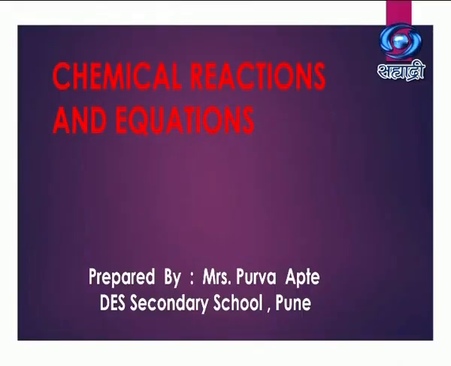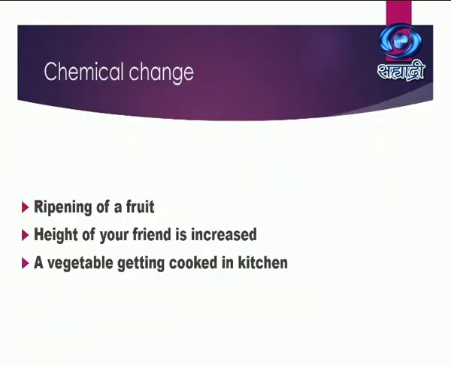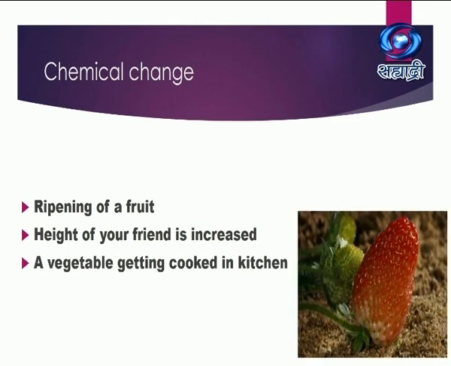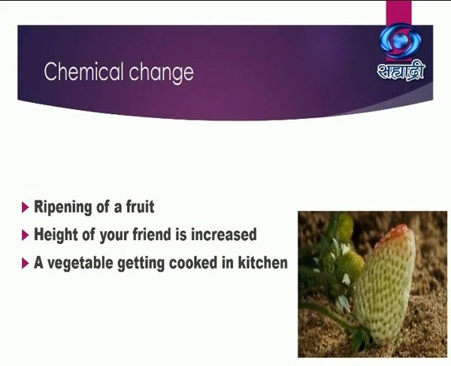Usually, whenever the word chemical reaction comes in front of us, immediately colorful solutions, test tubes, laboratory, all these things come in front of your eyes. But do you know these chemical reactions are taking place around us also? We can feel them, we can see them. First, these are the basic examples of chemical change. You will be surprised to see that ripening of a fruit, the height of your friend increasing or you increasing in your height, a vegetable getting cooked in the kitchen. These are all examples of a chemical change that is taking place in front of your eyes.